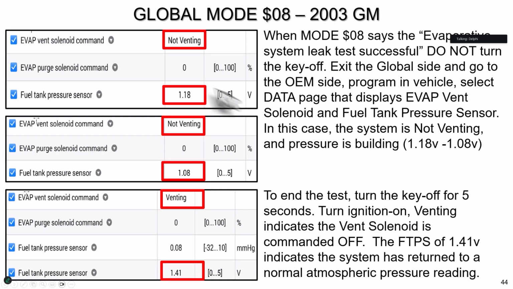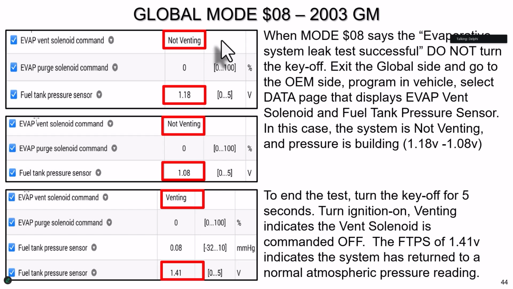Okay, so let's take a look at this one I did on a GM. This one does not have FTP readings on the global side, but it did have mode 8 and it worked well. So what I did on this car, you can see in the first couple, not venting, it's sitting out in the sun, it's building pressure. So what I did is I activated the vent solenoid through mode 8, just to make this point.